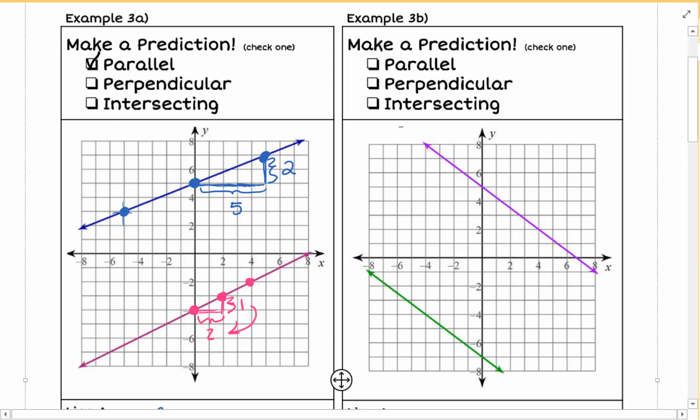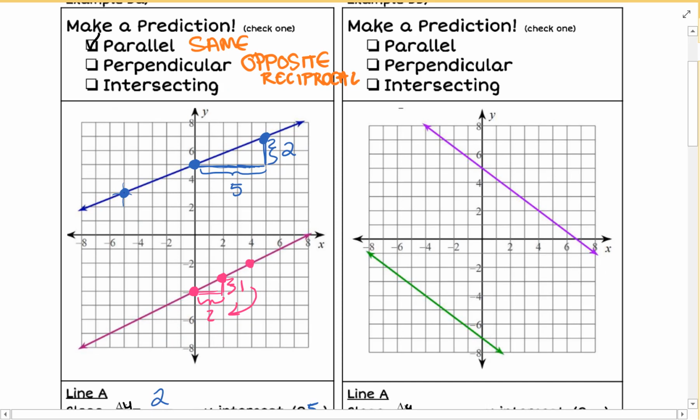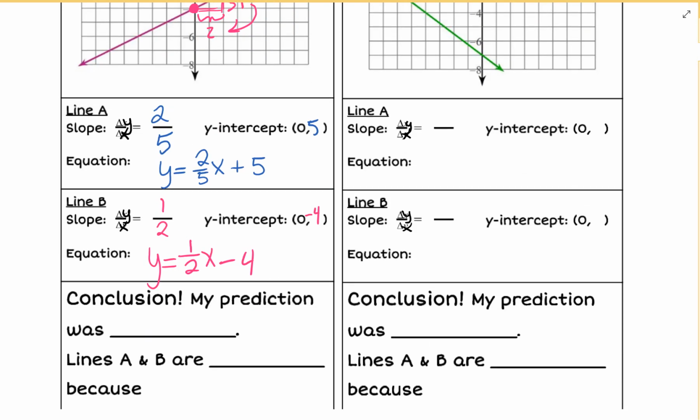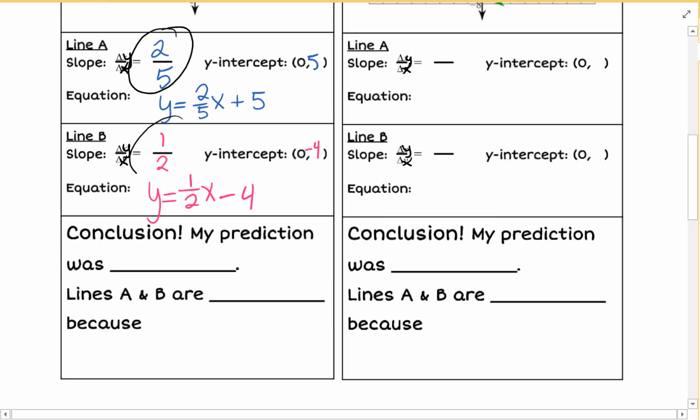Parallel lines have the same slope. Perpendicular lines have opposite reciprocal slopes. We predicted that these were parallel. So, do these lines have the same slope? One of them is 2/5, the other is 1/2. They are not the same slope. So, my prediction was wrong. It was incorrect.